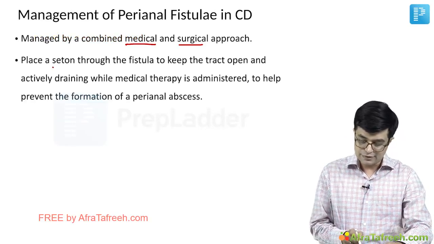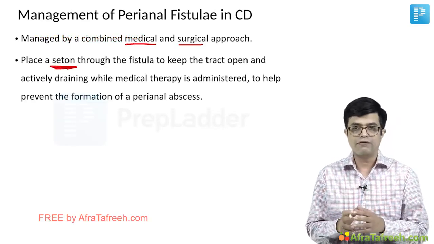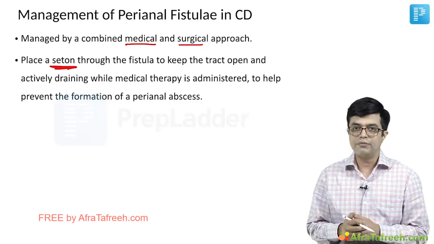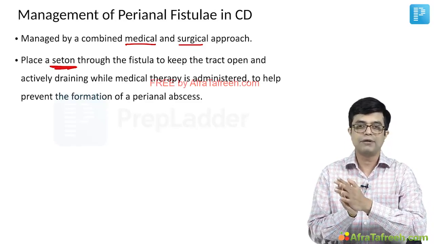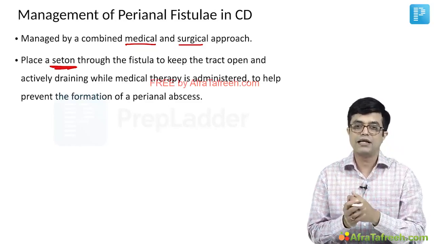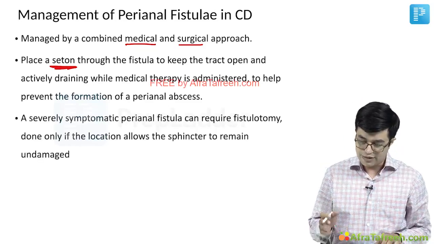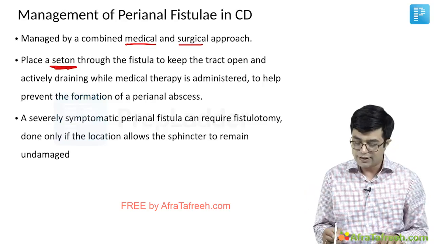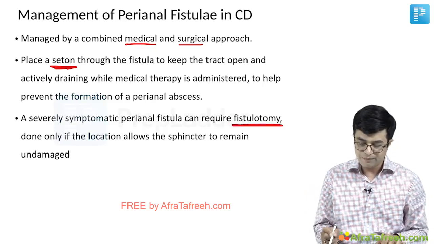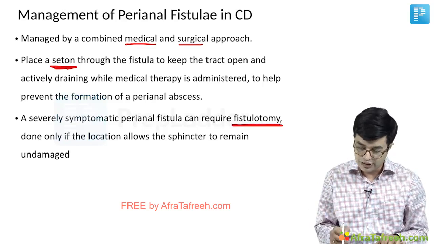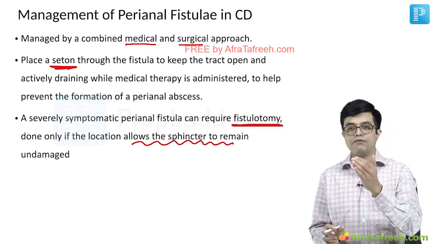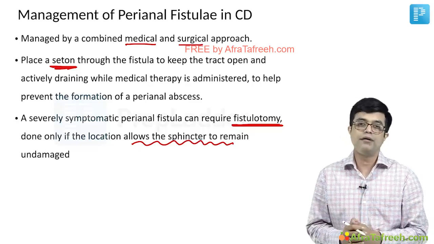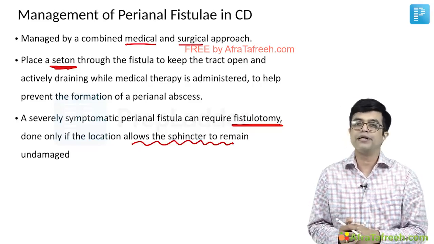You place a seton through the fistula to keep the tract open while you are giving medical agents including antibiotics. If the fistula tract closes while giving medical therapy, what can happen is abscesses can develop, and then once the medical therapy has been done, then you will do fistulotomy in the patient. But fistulotomy should be done only if the sphincter function can remain active. If it is involving the sphincter, then you have very limited options and you need to consider alternative therapies.